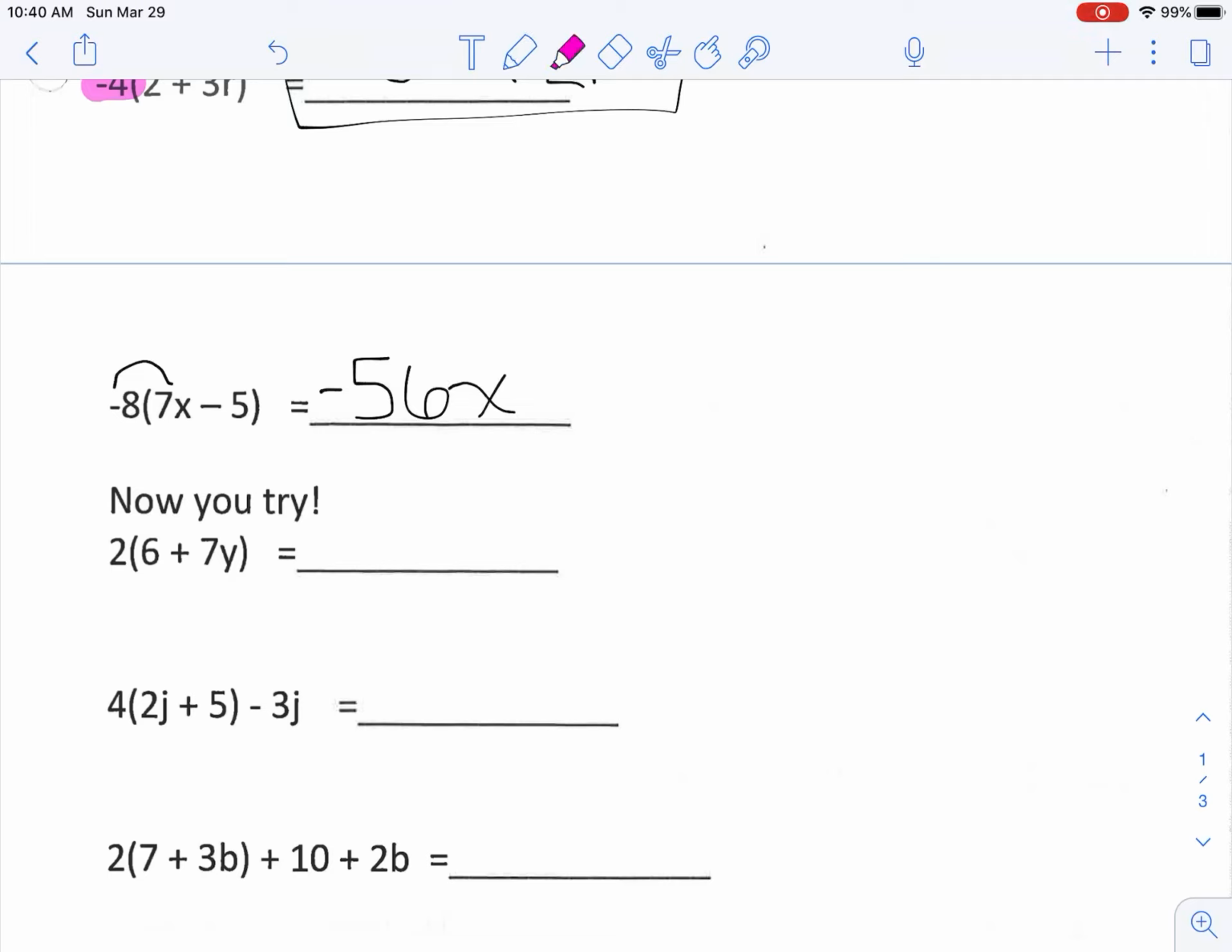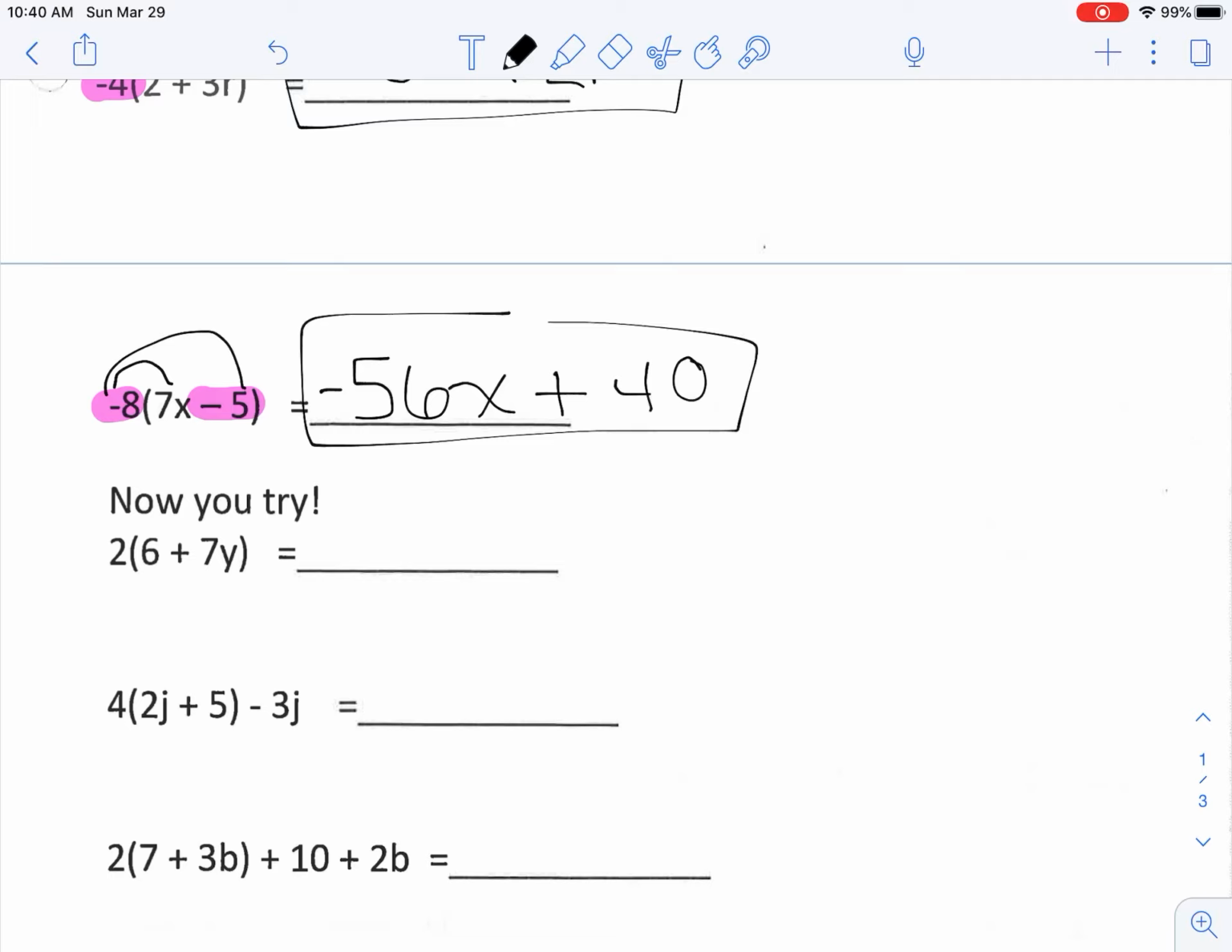Uh-ohs, pay close attention. We've got a negative. Remember, a minus sign is a synonym for a negative. That minus 5 is a negative 5. So we've got to think about that when we're multiplying. So that's negative 8 times negative 5. Same signs gives you a positive answer with multiplication. So that answer would be negative 56x plus 40.